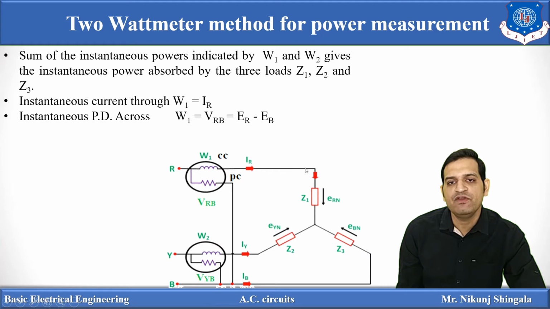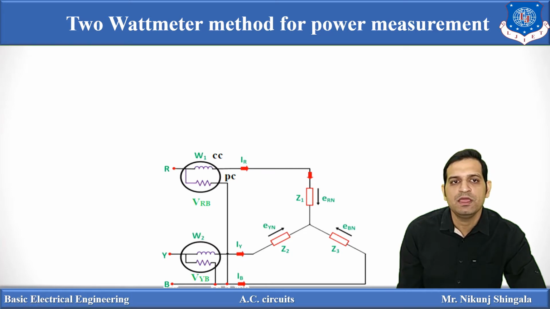And if we apply KVL in this loop, it will be ER plus ERN plus ENB. But instead of ENB, we can write minus EBN, and if we remove the suffix N, VRB will be equal to ER minus EB. So the power reading of W1 will be IR into (ER minus EB).